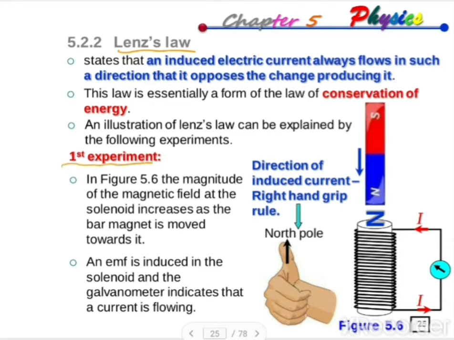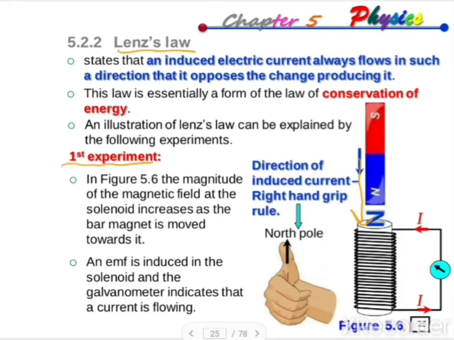For the first experiment, in figure 5.6, the magnitude of the magnetic field at the solenoid increases as the bar magnet is moved towards the solenoid. An EMF is induced in the solenoid and the galvanometer indicates that a current is flowing.